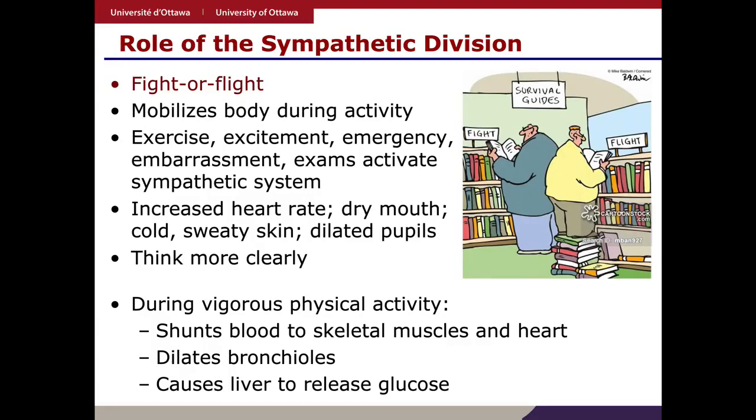Generalized sweating elicited by the sympathetic system enables the individual to thermoregulate during these conditions of increased physical activity and heat production. Finally, the eye is adjusted such that the pupil dilates, letting more light in toward the retina, and the lens adapts for distance vision.